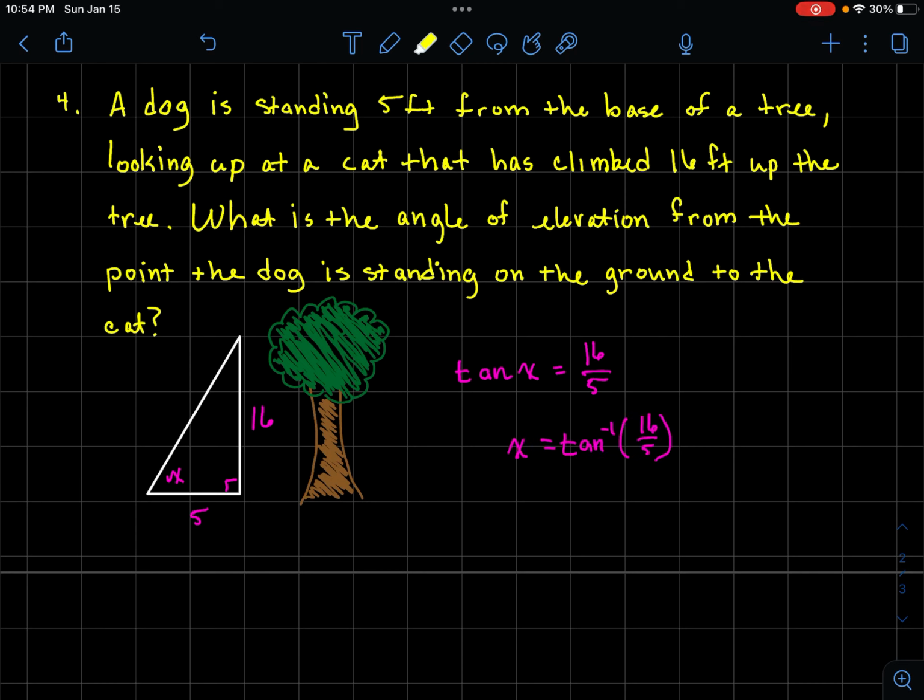And of course we use our inverse trig function. So x would be equal to the tangent inverse of 16 over 5, or in other words, x would be 72.6 degrees. So that's the angle of elevation that the dog is looking up at this cat. So this goes both ways.